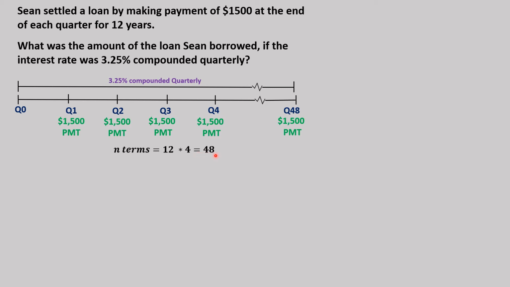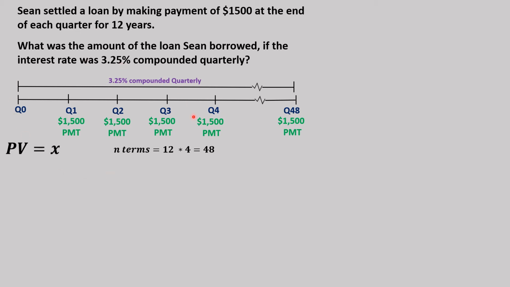Now, what we need to know is, when do we calculate the value of Sean's money, right? So it's saying what was the amount Sean borrowed, if the interest rate was 3.25% quarterly. So it's asking in the beginning, right? Not what was the amount that he has to pay back, like the total value of the loan. It's asking what he borrowed. So it's asking for the present value of an annuity, right?